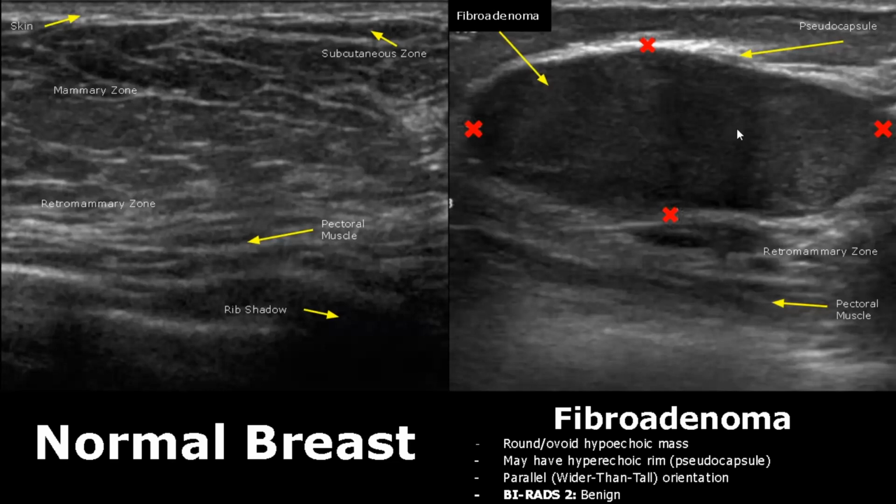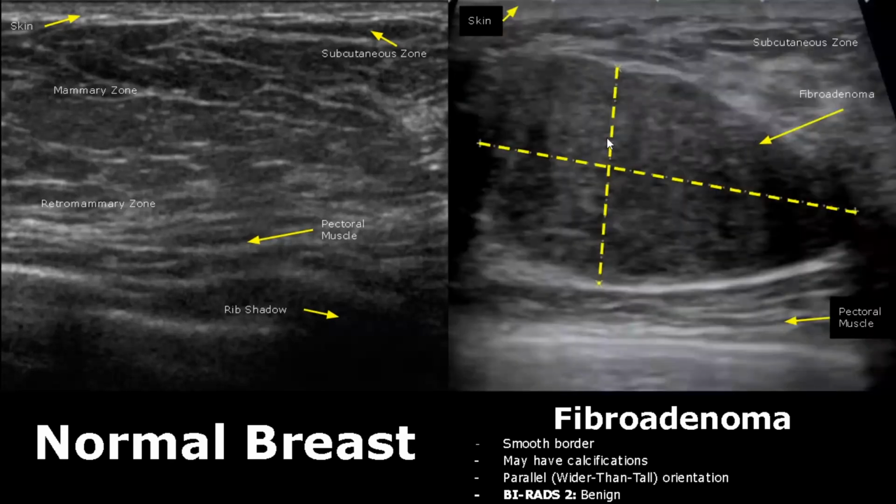It is classified as BI-RADS 2, which is benign. However, routine screening mammography should be done. Here we have another image of fibroadenoma. It has a smooth border. It may have calcifications. You can see the pseudocapsule here, and it has a parallel orientation. It is wider than tall.